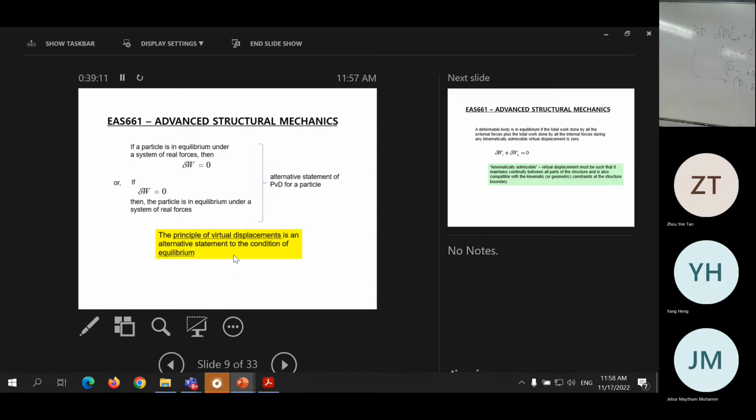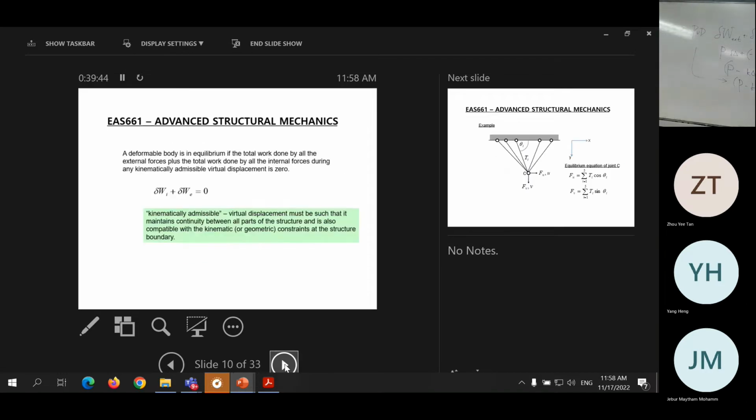But under structural mechanics, we can have another way of representing equilibrium, which is by using the principle of virtual displacement. Why? Because if the particle is in equilibrium, then this one becomes 0. Or if this is 0, then the particle is in equilibrium. So that is what the principle of virtual displacement is used for. We represent equilibrium.